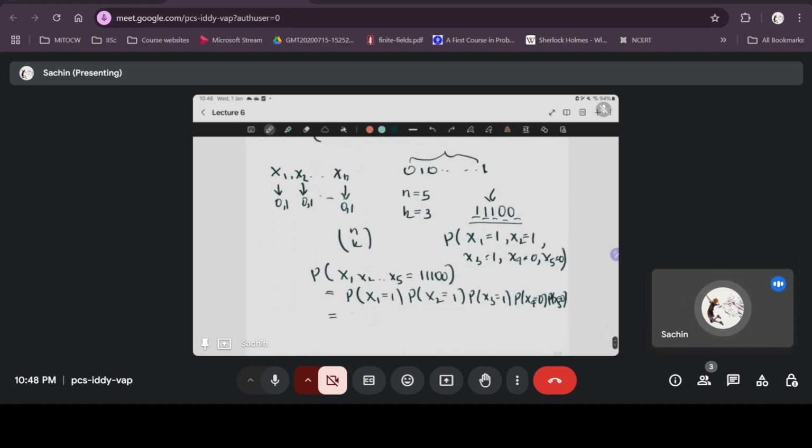So the probability that x1 is equal to 1 is theta. The probability that x2 is equal to 1 is also theta because it has the same distribution and it's independent. It's independent and identically distributed, so it's independent of the value of x1. The probability that x3 is equal to 1 is also theta. The probability that x4 is equal to 0 is 1 minus theta. The probability that x5 is equal to 0 is 1 minus theta. So this entire probability is theta cube into 1 minus theta square. That's the probability of getting one particular sequence.